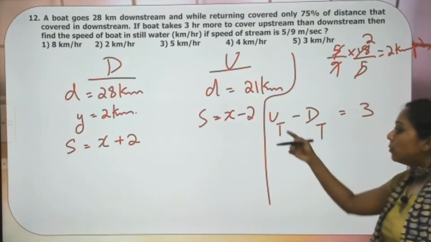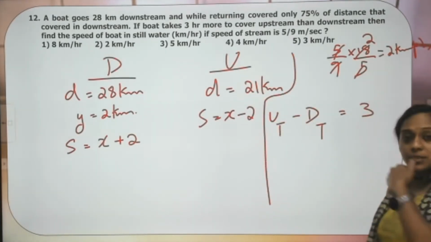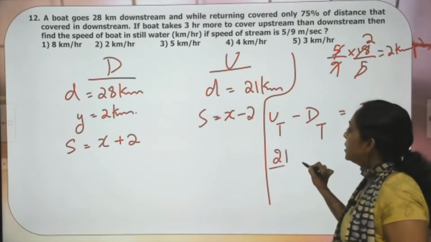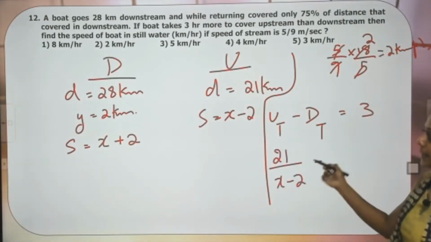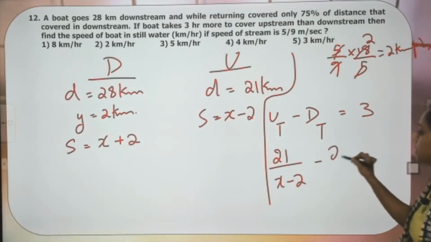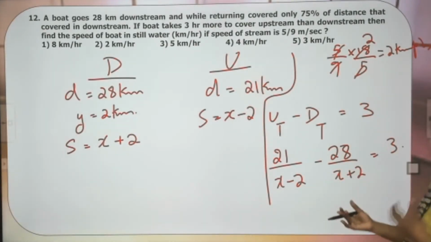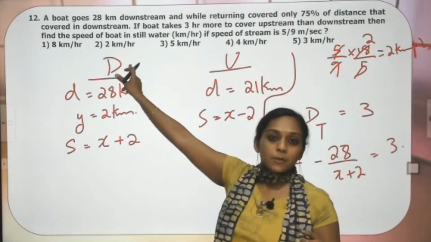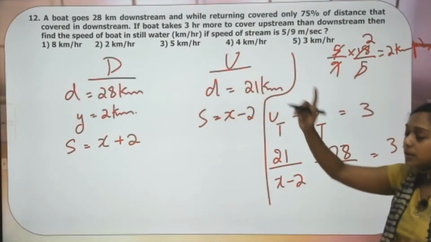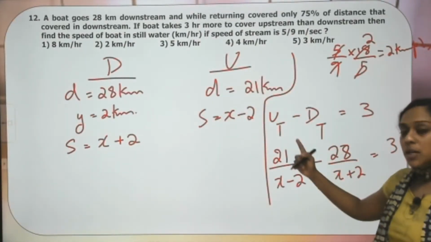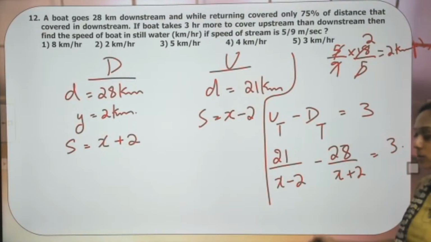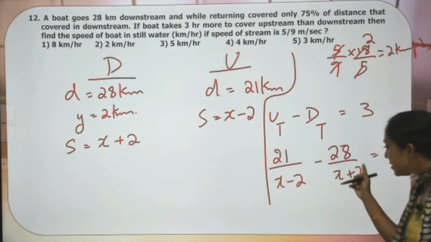Okay, now what is time? Time is distance by speed. So that is 21 by x minus 2 minus 28 by x plus 2 is equal to 3. Okay, so instead of solving, what I am doing is I am going to take the answer from the options, because my answer is there in the options. So here you see 21 and 28. Okay, so the number which you have to get in the denominator.